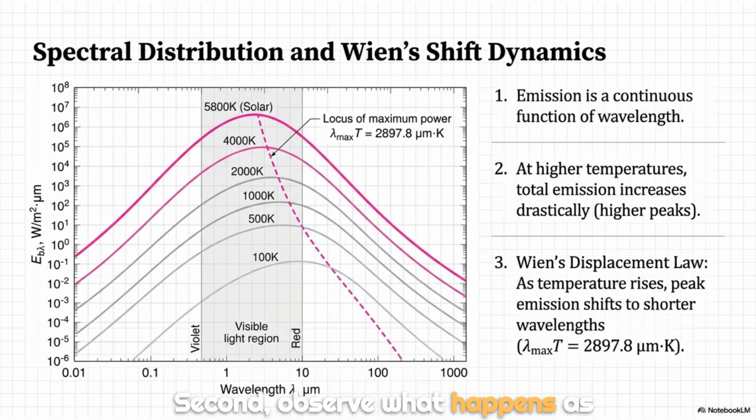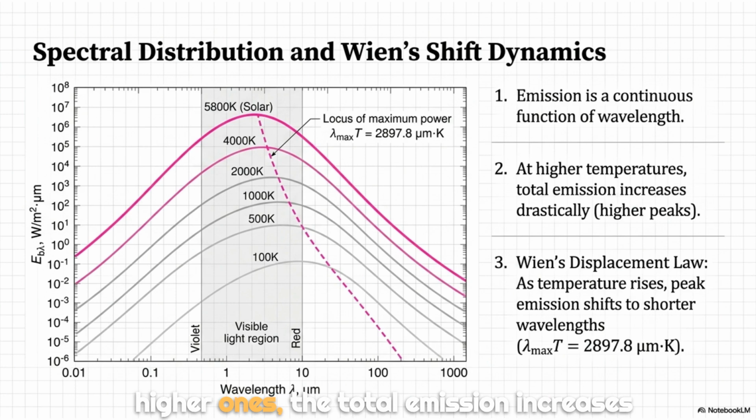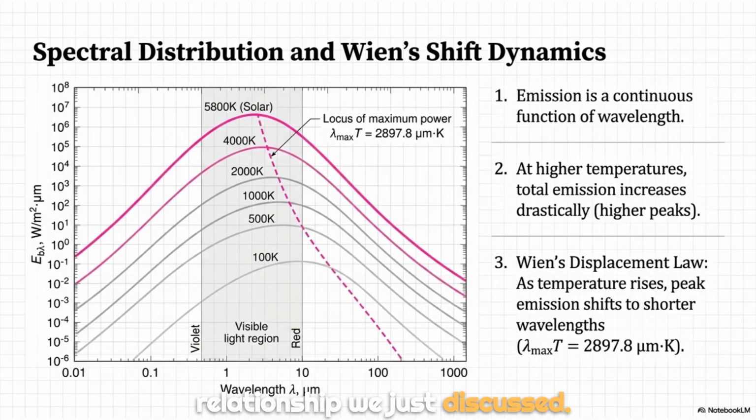Second, observe what happens as temperature increases. As we move from the lower curves to the higher ones, the total emission increases drastically, and the peaks shoot upward. The area under each curve represents the total power, which grows rapidly due to that temperature to the 4th relationship we just discussed. Third, look at the dashed pink line cutting diagonally across the curves. This line traces the locus of maximum power and defines Wien's displacement law.